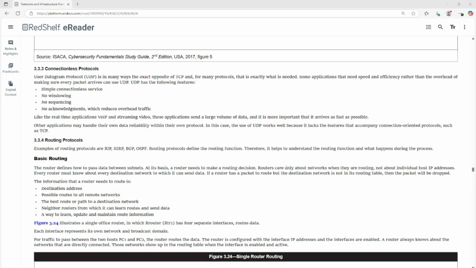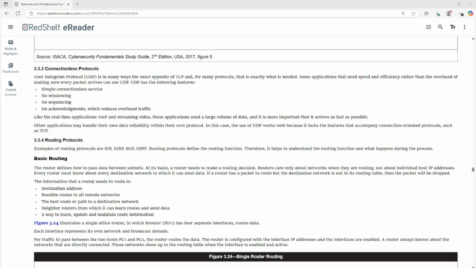Yep. They must know every destination. If a router has a packet to route, but the destination network is not in its routing table, then the packet will be dropped. Yep, it needs to.